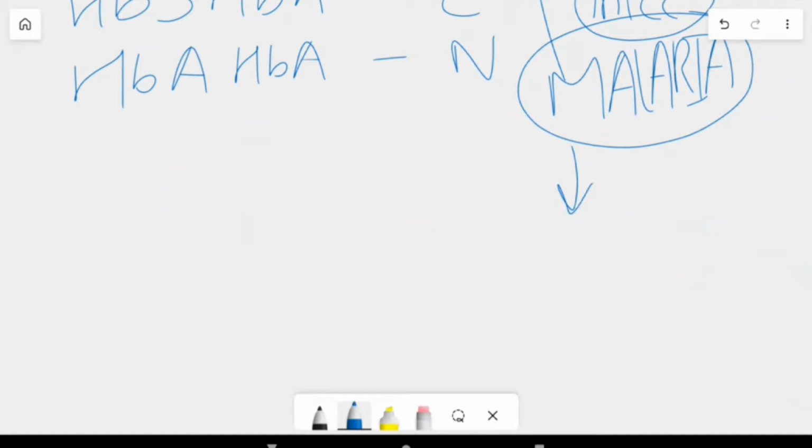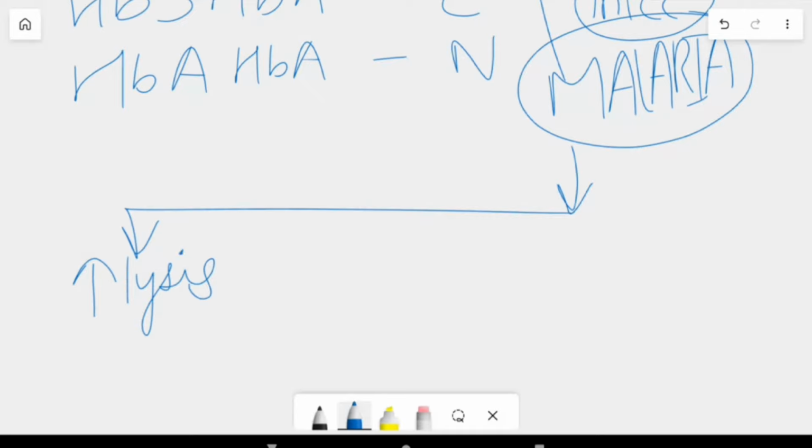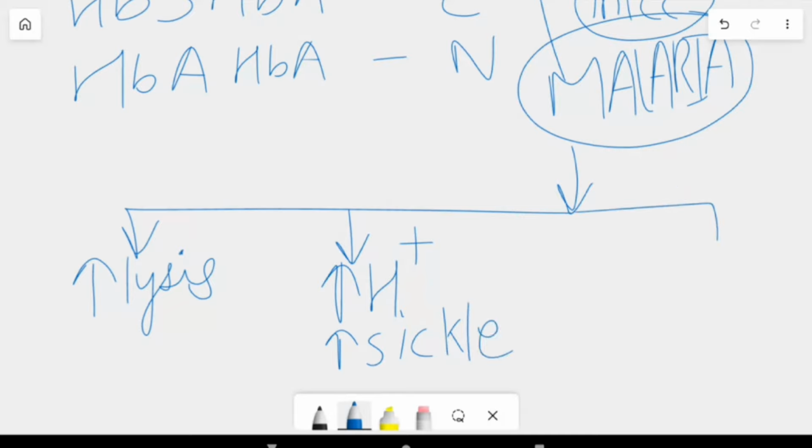There are three reasons. The first reason is, since there is increased hemolysis, the malarial parasite, which basically depends upon the RBCs for its survival, is not going to survive in the body for long. Secondly, because of the entry of the malarial parasite, there is an increase in H plus concentration. This H plus concentration results in increase in sickling. So again, it's going to cause increased lysis, and hence the parasite won't be able to survive for long in the body.